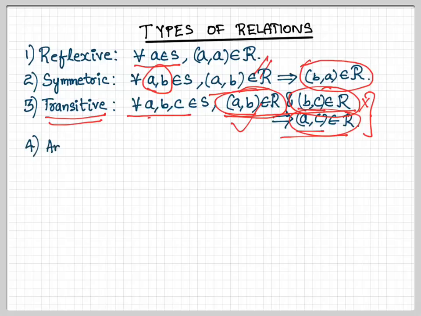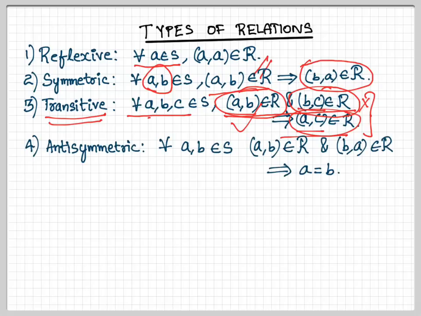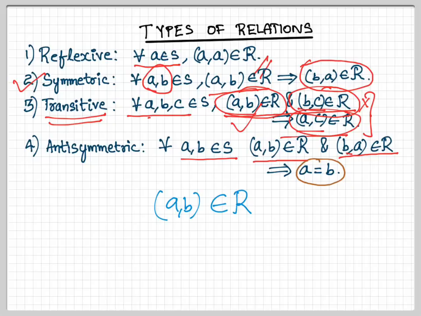Alright? Okay. The last one is called the antisymmetric relation, where for every A, B in S, whenever (A, B) belongs to R and (B, A) also belongs to R, then A will be equal to B. Please note, in a symmetric relation, whenever (A, B) is in R, (B, A) also belongs to R. What do we mean by this? We just mean that (A, B) belonging to R implies (B, A) doesn't belong to R. That's precisely what we are saying here.